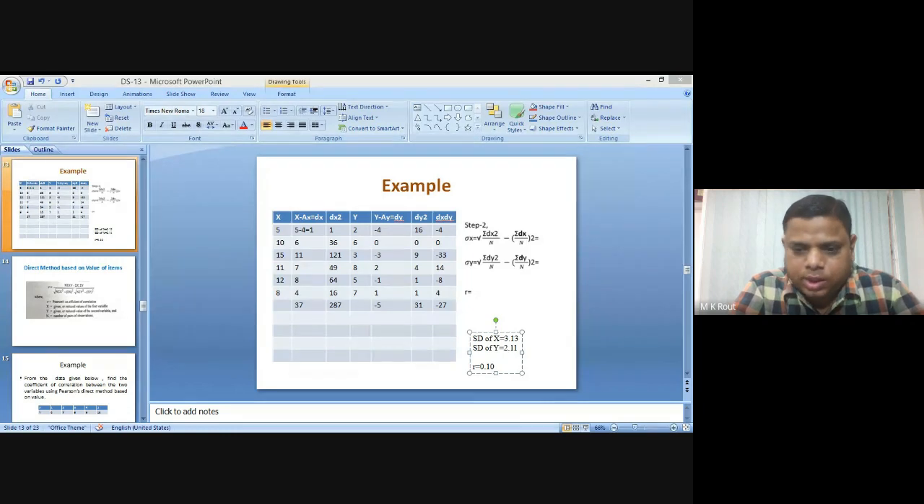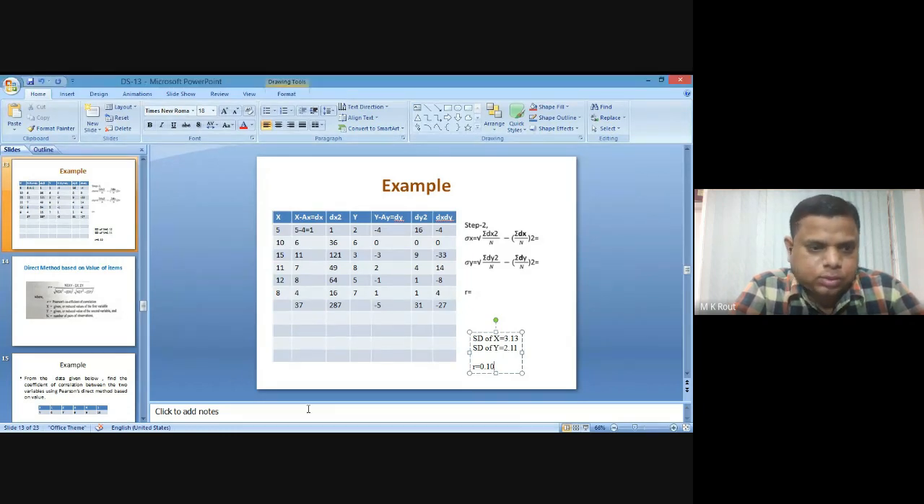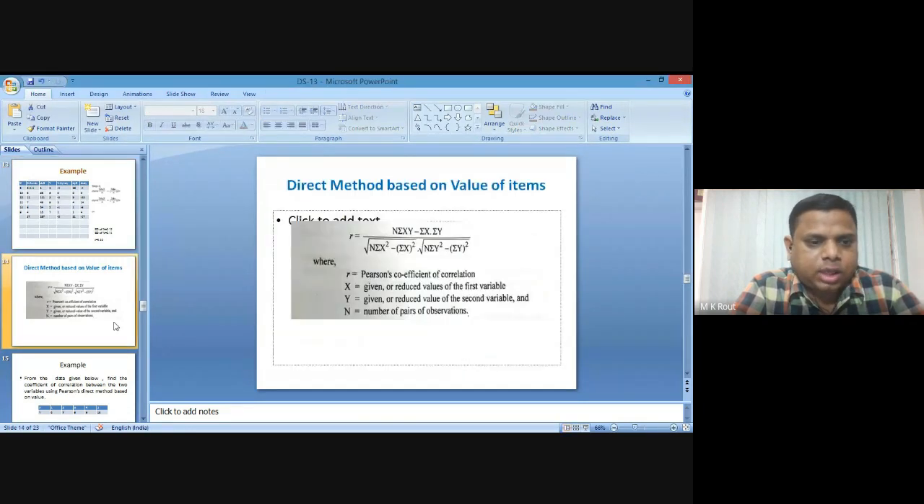Okay. The next one is another type of question, specially belonging to the direct method, based on value of items. Just note down the headings. We have previously solved the direct method, then the shortcut method, and the third one is the direct method based on value of item. Just note down the heading.